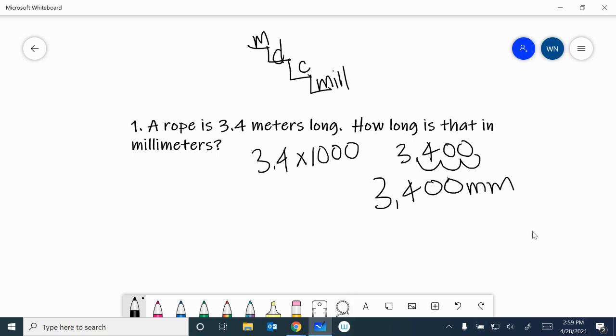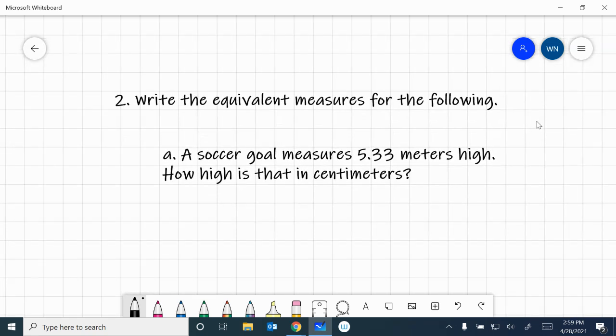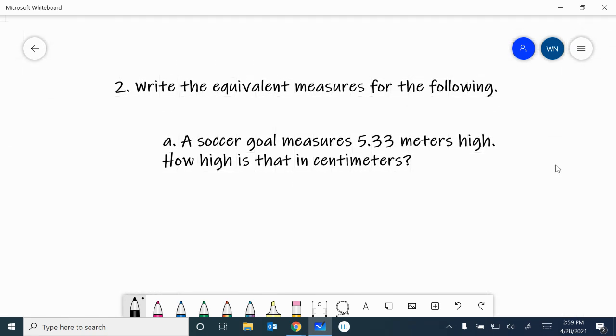Let's move on to number 2. Write the equivalent measures for the following. Go ahead and look at A. A soccer goal measures 5 33/100ths of a meter high. How high is that in centimeters? Go ahead and put your answer in.